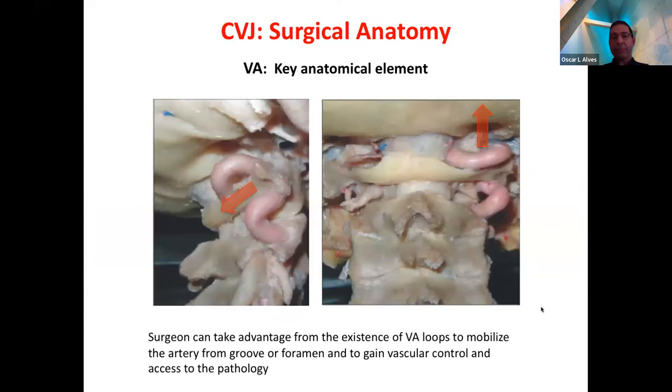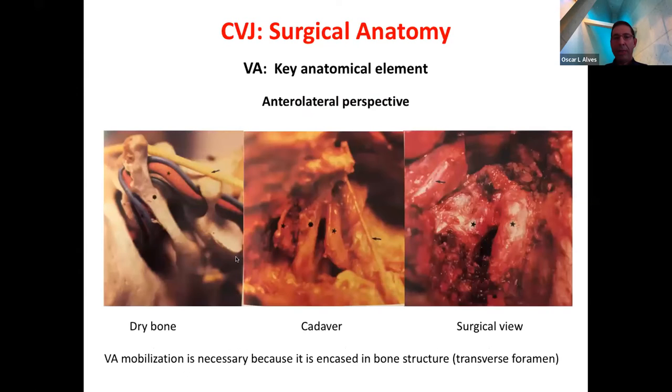aneurysmal bone cyst. So if you look carefully at the anatomy of the vertebral artery in this region, you see that there are loops of the vertebral artery around the C1 transverse foramen and in the groove of the posterior arch of the atlas. So this can be mobilized backwards or upwards, and we can take advantage of the existence of those loops to mobilize the vertebral artery. And like that, we gain access to the pathology that is hidden by the vertebral artery. Here is an example on dry bone, on cadaver, the arch of C1. This is an anterolateral perspective and the surgical view here.